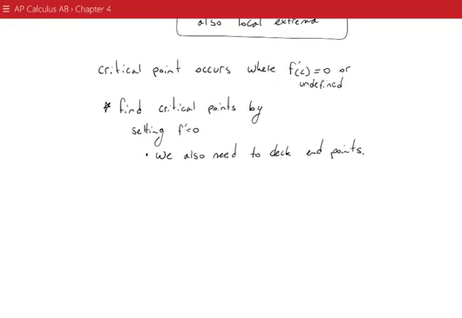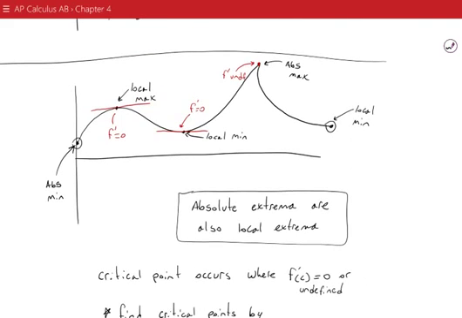locating critical points on the inside of an interval by setting the derivative of the function equal to 0 and finding any place where the derivative might be undefined. We also need to look for critical points at the end points of the interval because it may end up that one of our critical points, like in this example, is actually somewhere at the end of the interval, and that's not going to show up on the first derivative test.